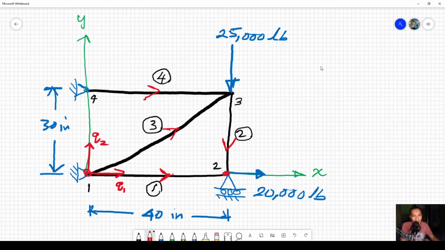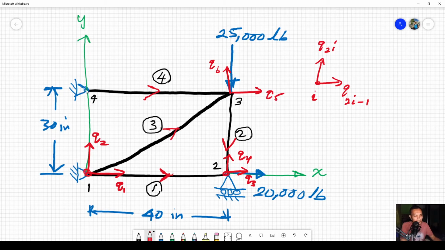If we remember, we will follow this sign convention for the displacement. In the x direction we have 2i minus 1, and in the y direction we have 2i. So at node number 1 we have q1, q2, then q3 and q4, q5 and q6, q7 and q8. So these are all the degrees of freedom that we have on our whole structure here.